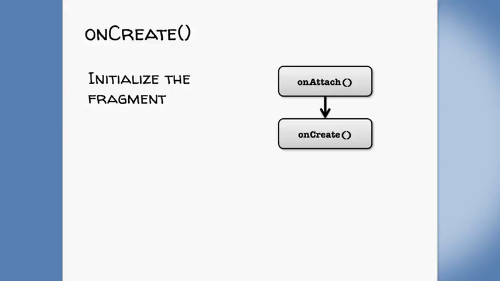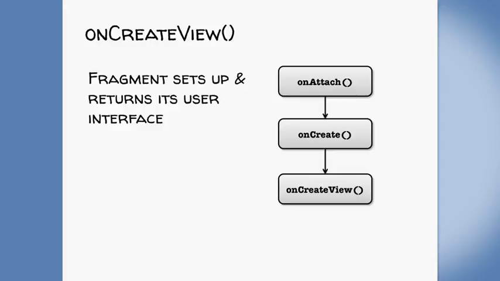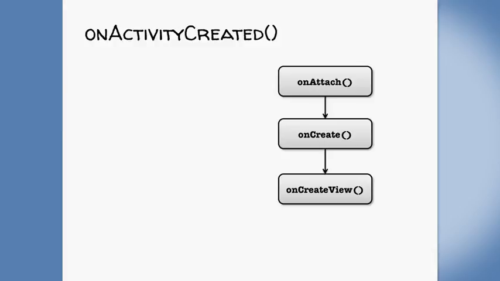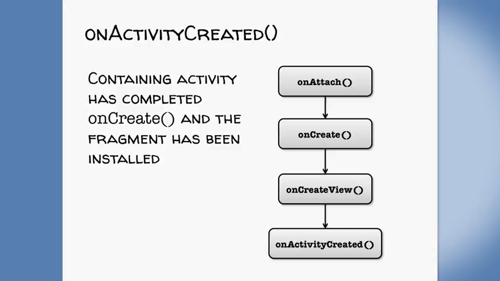Now, after onCreate, Android calls the fragment's onCreateView method. And this method sets up and returns a view containing the fragment's user interface. And this view is then given to the hosting activity so it can install that view in the activity's view hierarchy. And finally, after the hosting activity has been created and the fragment's user interface has been installed, then the fragment receives a call to its onActivityCreated method.